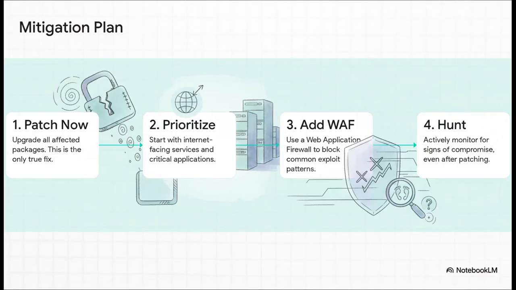Okay, your plan should follow these 4 steps, and this is based on guidance from folks at Microsoft and Google. First, and I really can't say this enough, patch immediately. It is absolutely non-negotiable. Second, prioritize. Start with the servers that are exposed to the internet. Third, while you're patching, get some Web Application Firewall, or WAF, rules in place. These can block the most common attacks and buy you some breathing room. And finally, even after you've patched, you have to assume you might have been hit and actively hunt for signs of a breach.